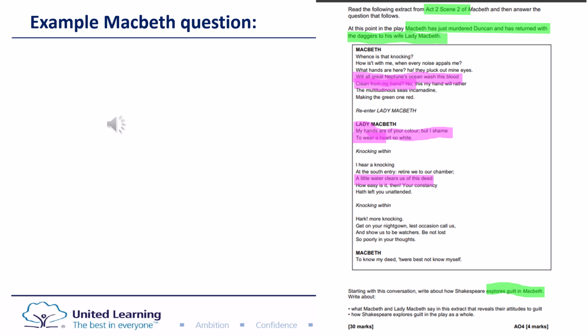Alternatively, we could view the word deed as a euphemism, that perhaps she's unable to name the deed because deep down she feels guilty and therefore can't admit what they did out loud.